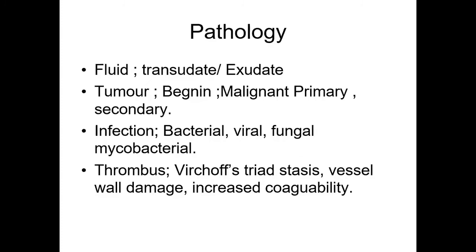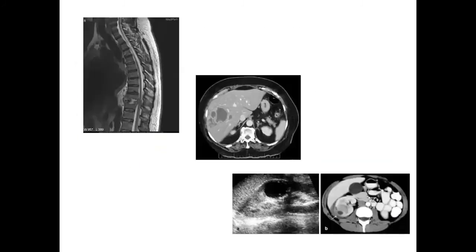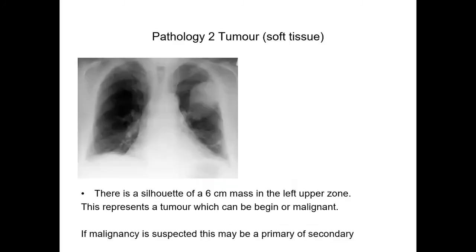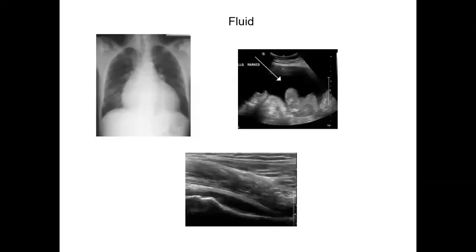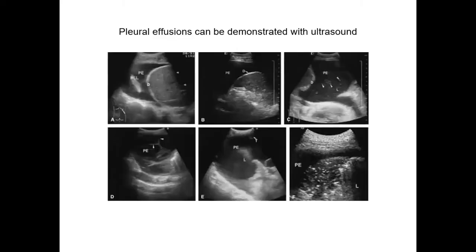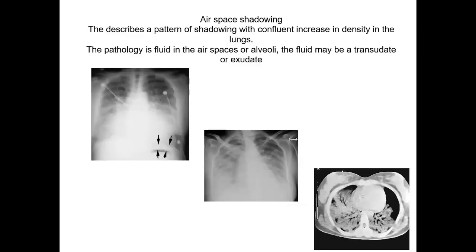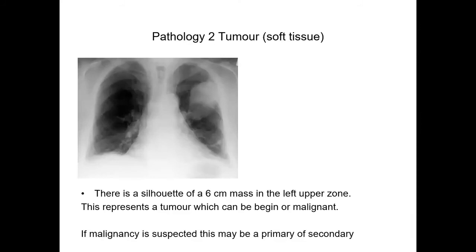So let's just recap on the pathology. So fluid, transudate or exudate. Sorry about this, we're going to go back a little. Let's just remind ourselves, transudate or exudate for fluid: fluid around the heart, fluid in the abdomen, the peritoneal cavity, around the hip, in the pleural space. It's a transudate or exudate. And in the air spaces, transudate or exudate in the alveoli.